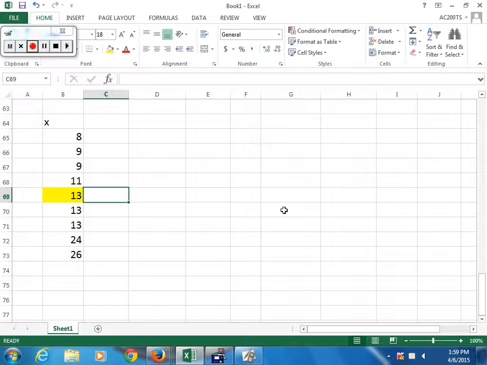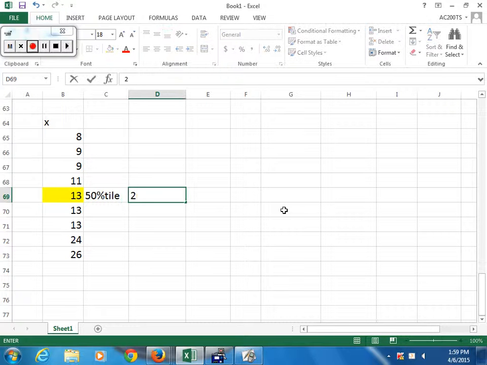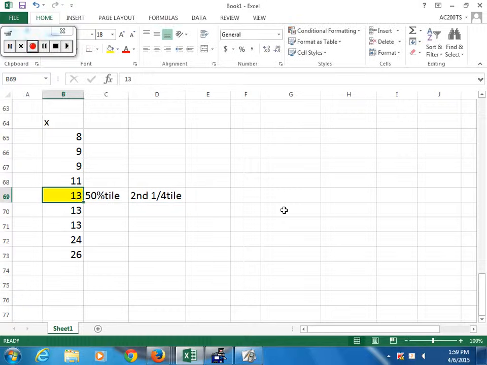And that is your 50th percentile, or your second quartile. That's it. 13 is it. Now, how many numbers do we have above the 13? That's not rhetorical. I'm asking y'all to interact with me. 4. That's an even number. So we have to find the median of those guys. And the median of those guys is the average of these two guys.